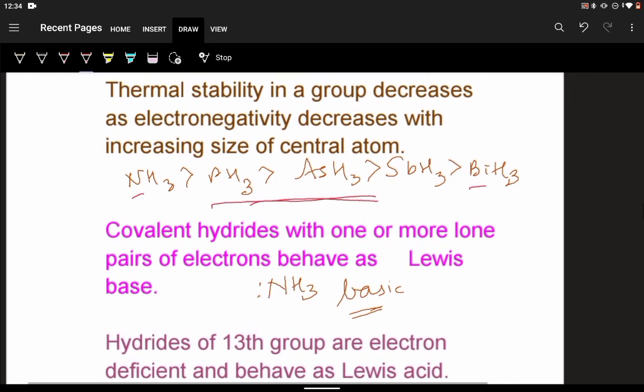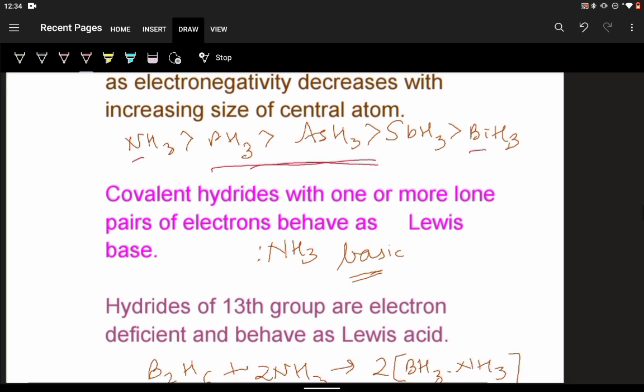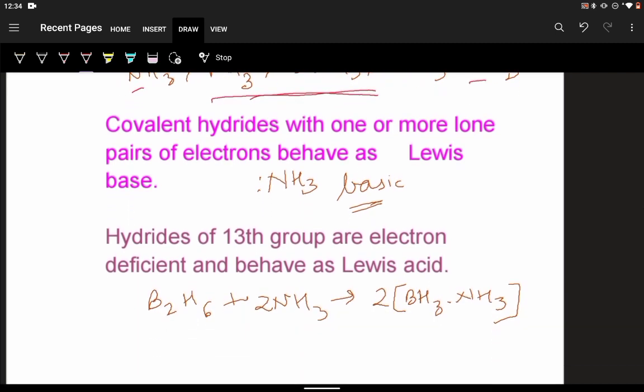Now the covalent hydrides, which have one or more lone pairs of electrons, since they have lone pairs, they behave as Lewis bases. For example, ammonia, you can see there is a lone pair over nitrogen, so it is basic in nature. It's a Lewis base. The hydrides of the 13th group are electron deficient, as we have seen in diborane, so they behave as Lewis acids, as we can see in this equation.